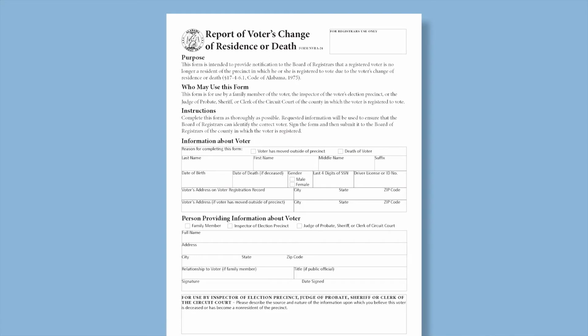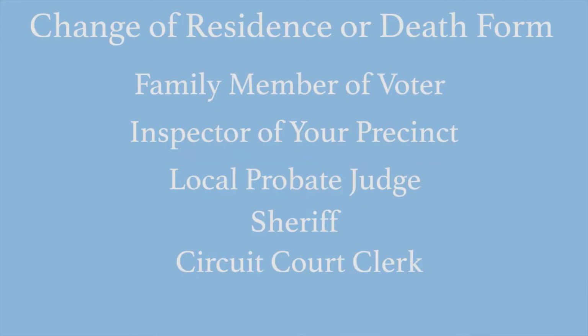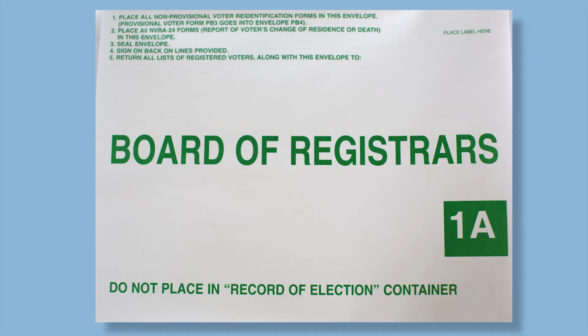Also in your packet, there is a report of change of residency or death form. The only people permitted to fill this form out is a family member of the voter, the inspector of your precinct, or your local probate judge, sheriff, or circuit court clerk. Say, for instance, a family member comes in and a brother or a sister has moved out of state and that family member wants to report that. They can check that box, family member, complete that information, where their family member has moved to, and that would also go in the envelope for the Board of Registrars so they can correct the rolls.